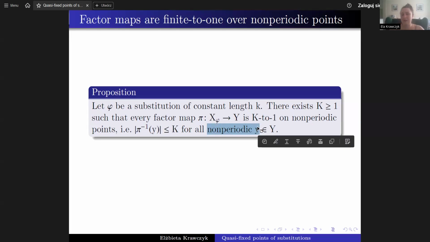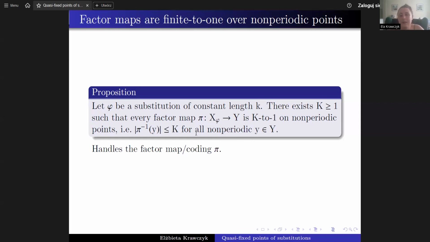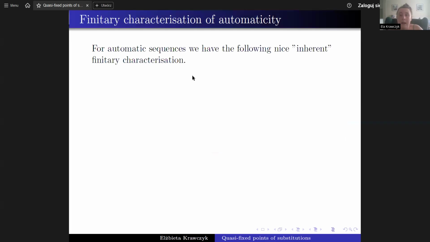And once again, it is crucial here to assume that Y is non-periodic. Otherwise, I can just map everything to a constant sequence, and if the starting thing was uncountable, then I won't get it. Okay, so morally this handles the factor map or coding pi. So we can assume for the rest of this presentation, in the constant length case, that we are working in a purely automatic, or purely substitutive, case.